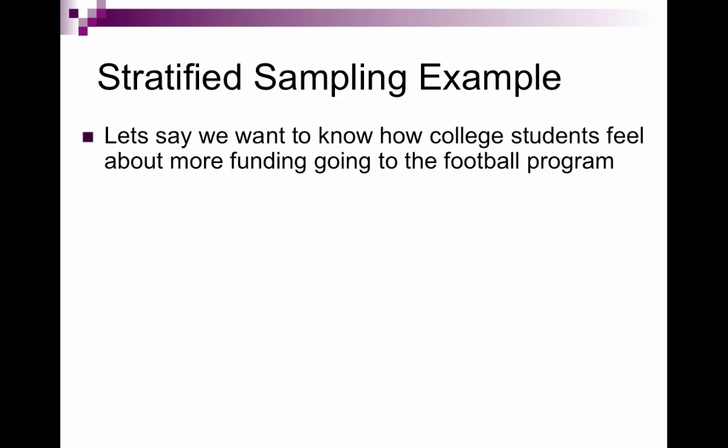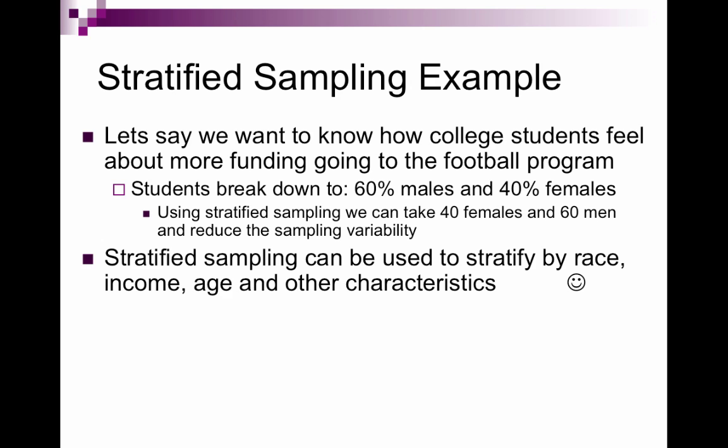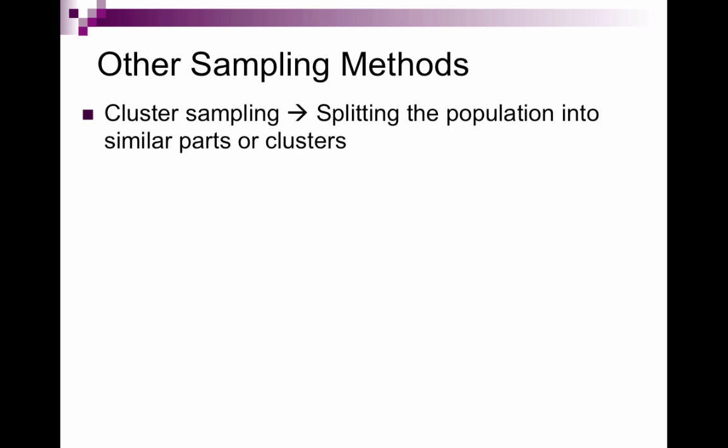So again, talking about the college students and how they feel about more funding going to the football program. Again, if the student breakdown is 40% females and 60% males, then we would have 40 females and 60 males if our sample is 100 students, and that will help reduce the sampling variability. Again, a stratified sample can be used to stratify by race, income, age, gender, any other characteristic that you think may affect the results. So you only stratify if you feel that this population is going to feel different than this population.